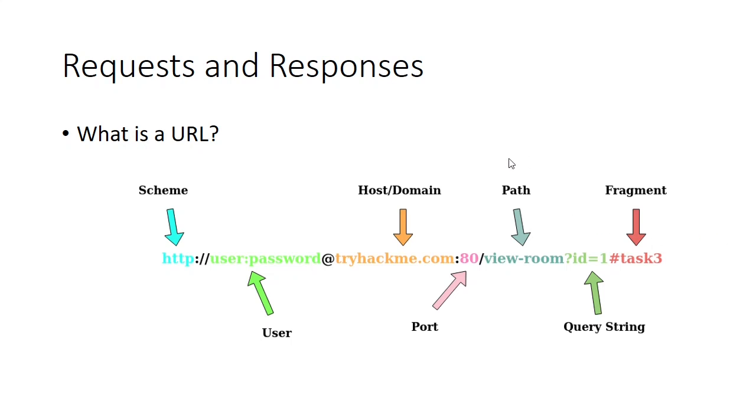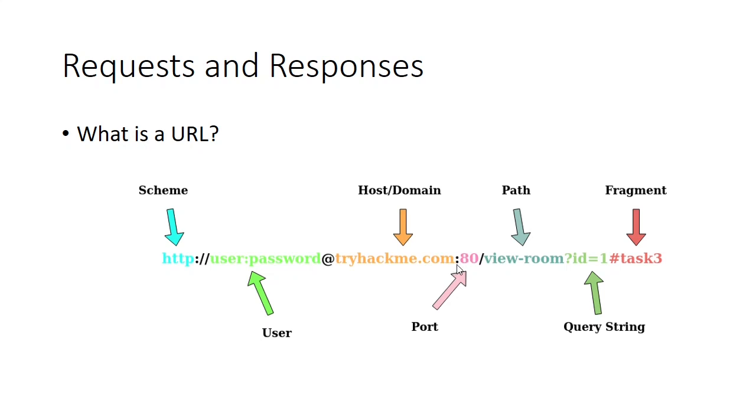So for example, here we have the scheme, HTTP. It could be HTTP, HTTPS, FTP. So this instructs on what protocol to use for accessing the resource. Then we have the user and password. Some services require authentication to log in. You can put a username and password into the URL to log in. Maybe you have never seen that before, but trust me, it does exist. Then the host, or the domain name, or an IP address of the server you wish to access.